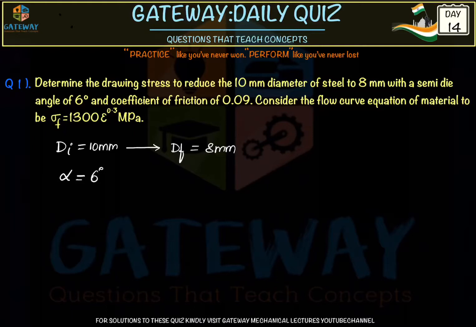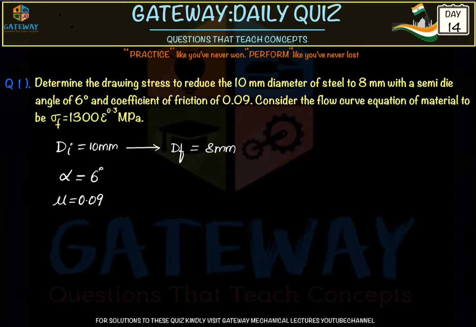For any formula, go through the derivation once or twice and practice it, and later on you will not have any use for the derivation. Just note down all the formulas present in that operation, and practice and revise those formulas whenever you have time. So here alpha is 6 degrees, that is nothing but the semi-die angle, and the coefficient of friction was given as 0.09.